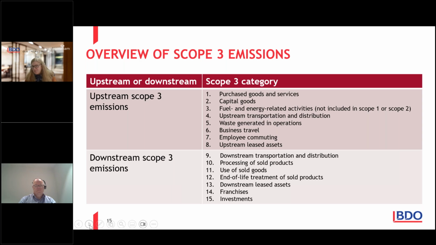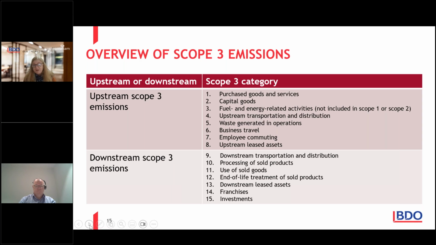And I would like you to mark upstream leased assets, category 8. It's a little bit of a complex one because the Greenhouse Gas Protocol was actually written before the latest accounting standard, IFRS 16. And it's time for them to update the Greenhouse Gas Protocol because there's some potential inconsistency between the two. So we'll look at that.